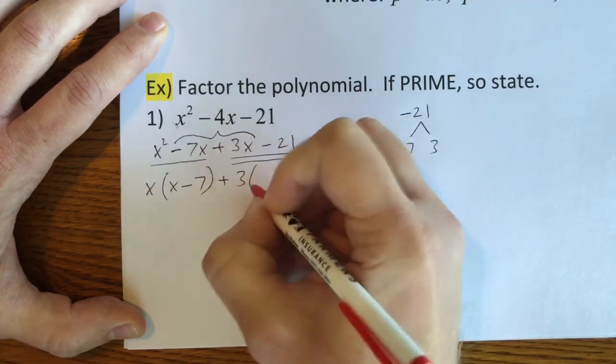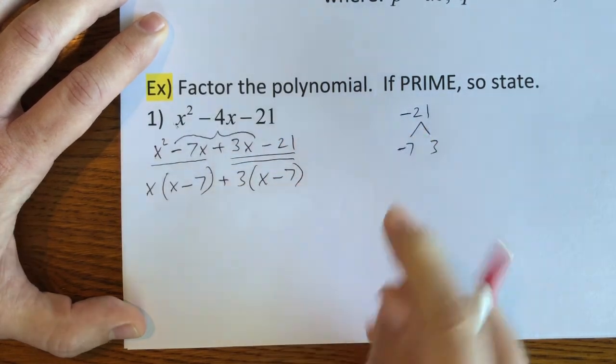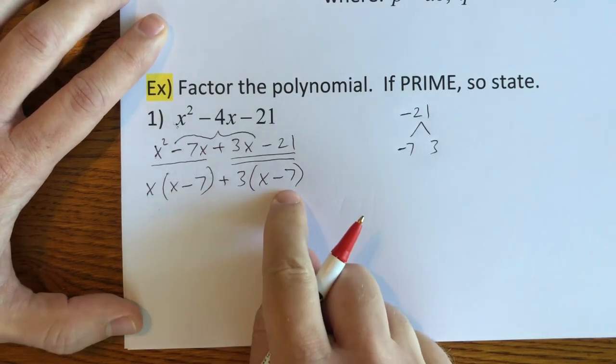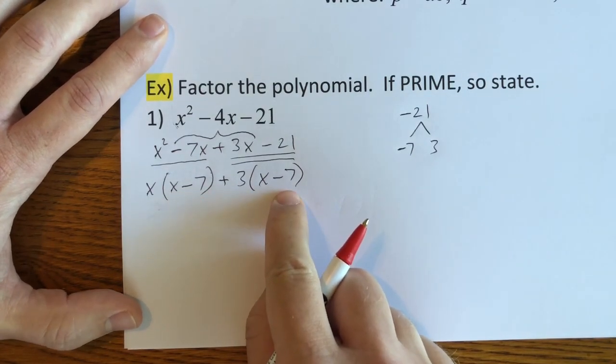And you'd get x minus 7 again. Again, x minus 7. That's important. These two must be the same, otherwise you cannot factor by grouping.